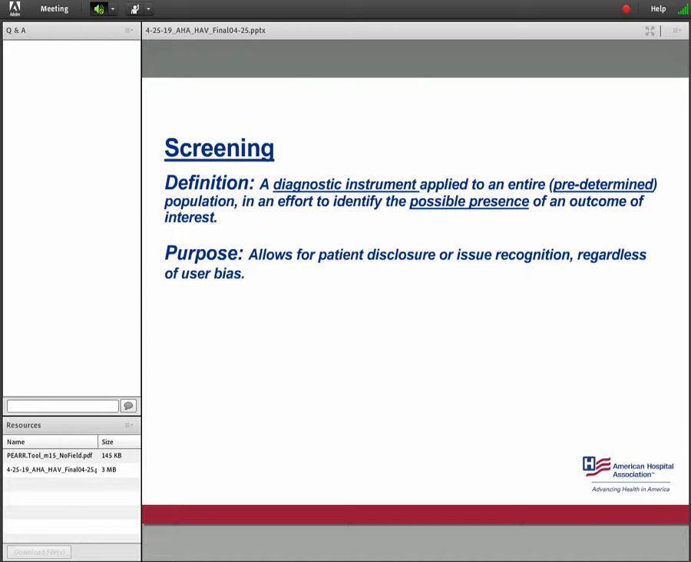When we think about the purpose of screening, especially when we're thinking about trafficking, we want to remember that it allows for patient disclosure or issue recognition regardless of user bias. This last part is really important. It's regardless of user bias. That's the whole reason that there's a predetermined population. This way, we're looking at the people that we think are most likely to have the thing we're thinking about, and we're not deciding, oh, well, based on the reason that they're in the emergency department today, or based on the reason they came to the clinic or the office today, we're not worried that we're missing something. This way, there isn't user bias.